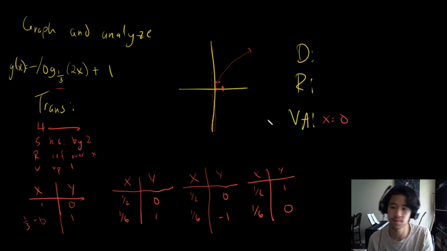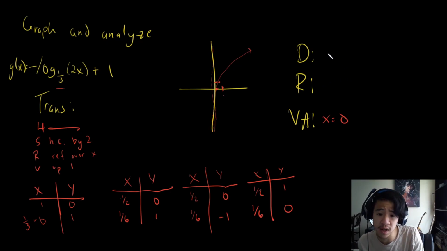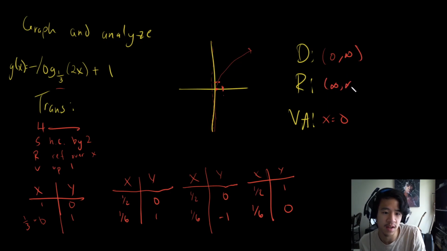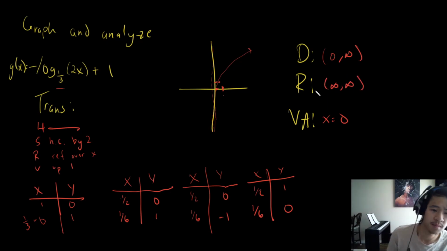And there we go. So let's do domain and range. We still have 0 to infinity. And then range is negative infinity to infinity. And that's going to be it for graphing logarithms.